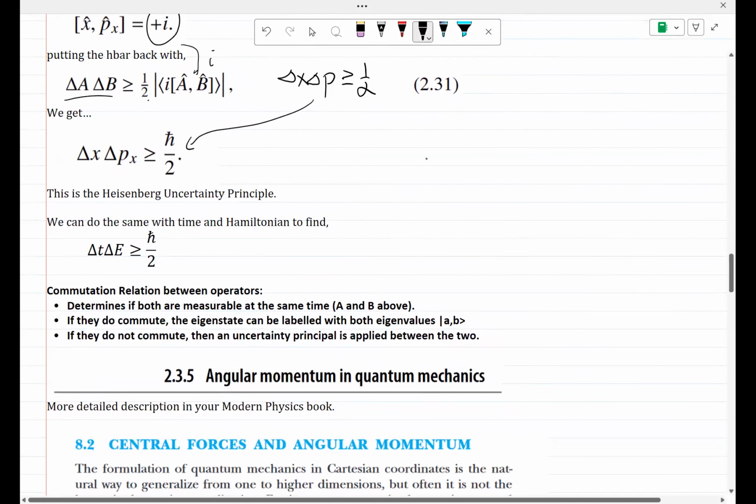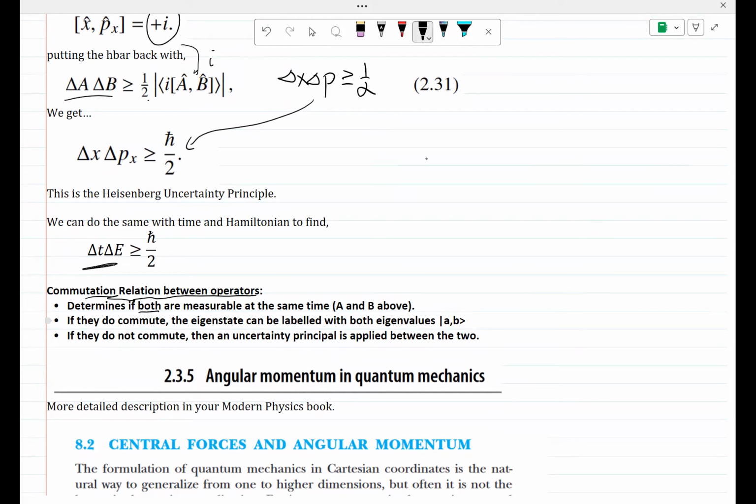Similarly, you can see the same thing if you do the uncertainty principle with time and also energy, but the energy is actually just a Hamiltonian, right? So the key takeaway in this little section is that besides just being able to derive the uncertainty principle from commutation relations, these commutation relations are very important.